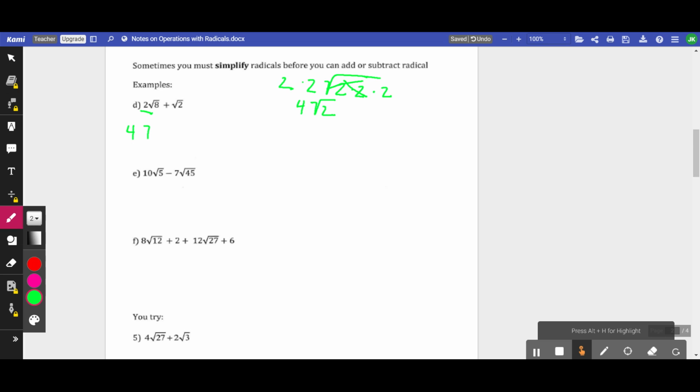You have 4 square root of 2, and this is still here. So since these are both square root of 2, these can be combined. So pretty much you're doing 4 plus 1. So this will be 5 square root of 2 for the answer here then.